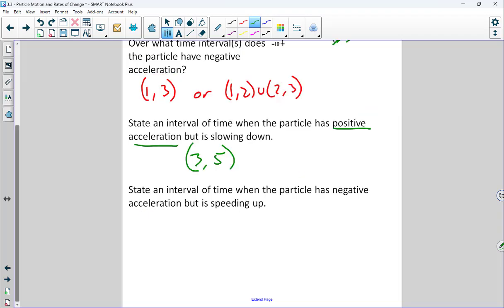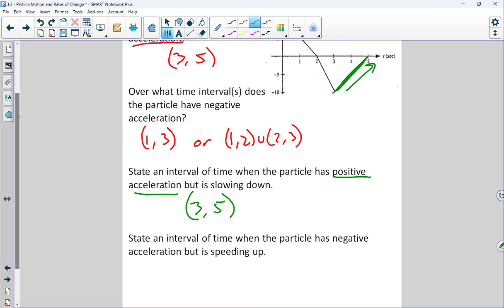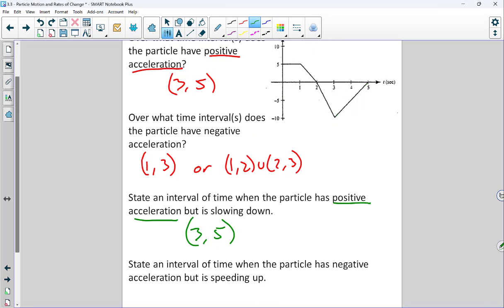Here we have a similar question: state an interval when the particle has negative acceleration, which is this interval right here, but is speeding up. Speeding up is moving away from 0, so that would only be from 2 to 3.